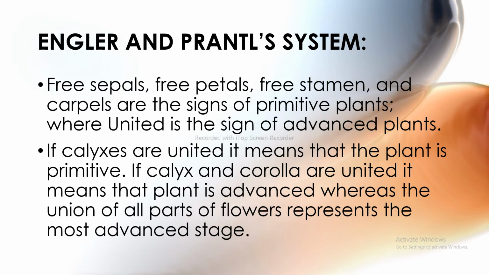Free sepals, free petals, free stamens and carpels are the sign of primitive plants, whereas united is the sign of advanced plants. If calyx are united, it means that the plant is primitive. If calyx and corolla are united, it means that the plant is advanced, whereas the union of all parts of flowers represents the most advanced stage.